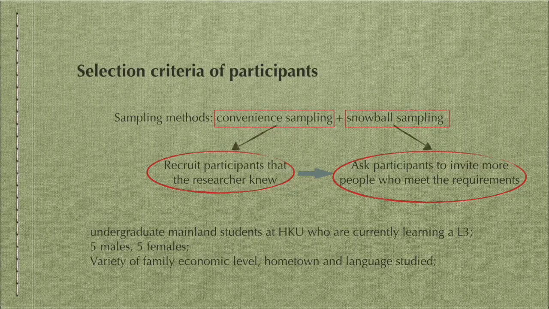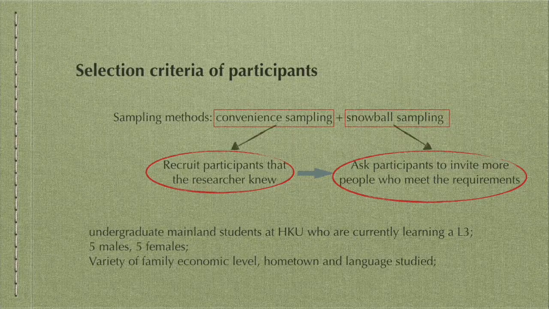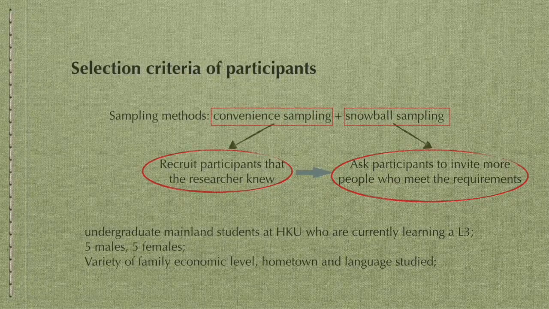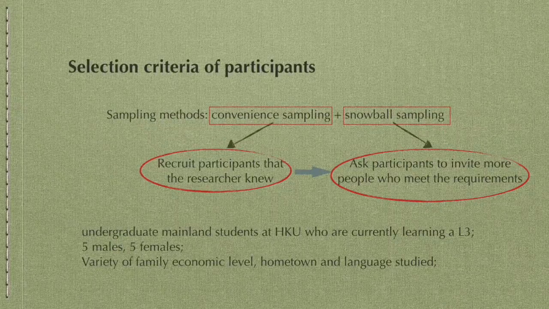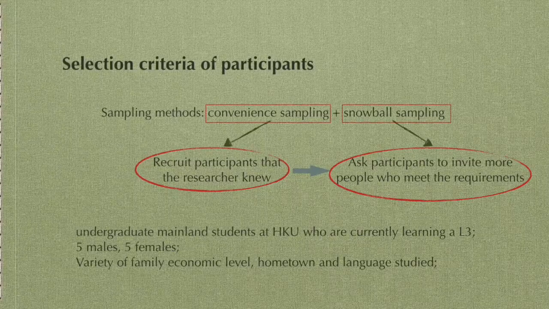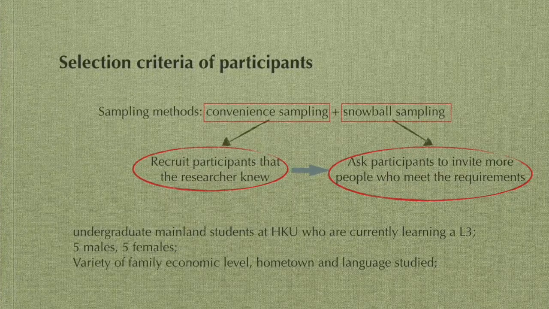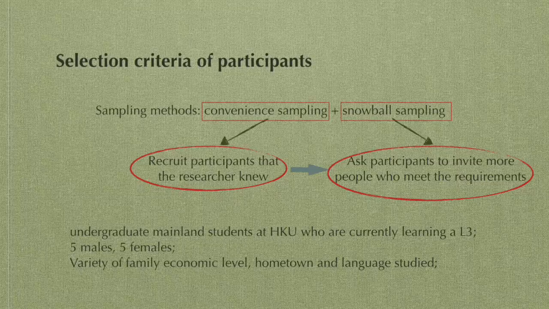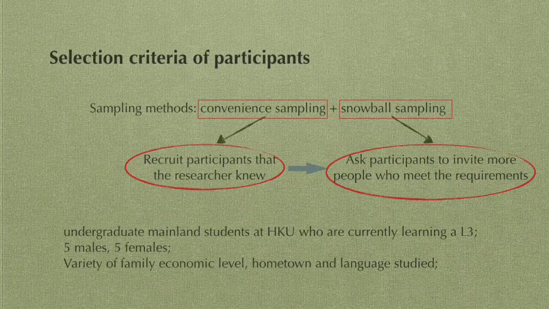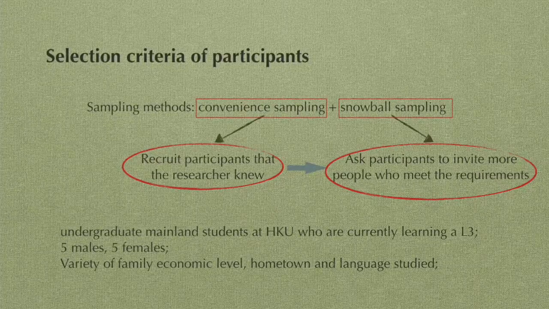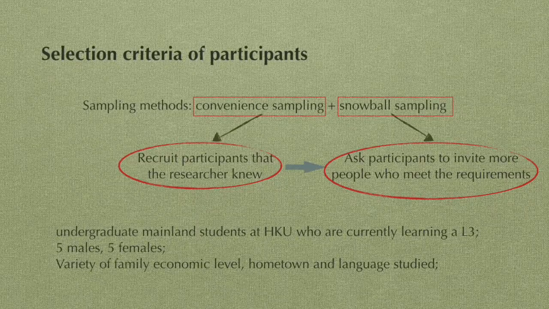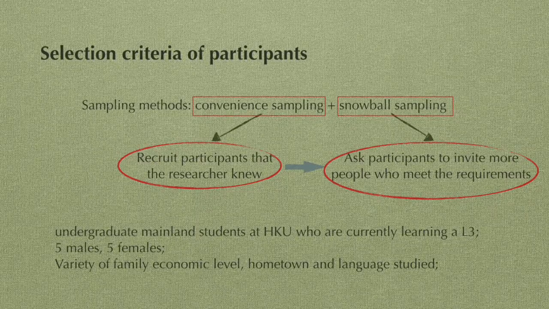The research will use convenience sampling combined with snowball sampling. First of all, participants will be recruited from past classmates of the researcher. Then participants will be asked to identify one or more people who meet the requirements. There will be 5 males and 5 females interviewed who obtain a variety of family economic level, hometown, and language studied. All interviewees will be undergraduate mainland students at HKU who received previous education in mainland China and have passed through the Chinese college entrance exam.